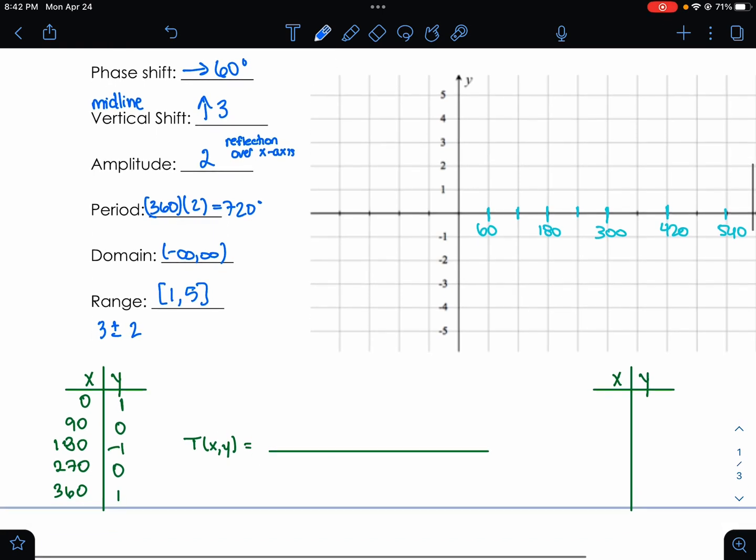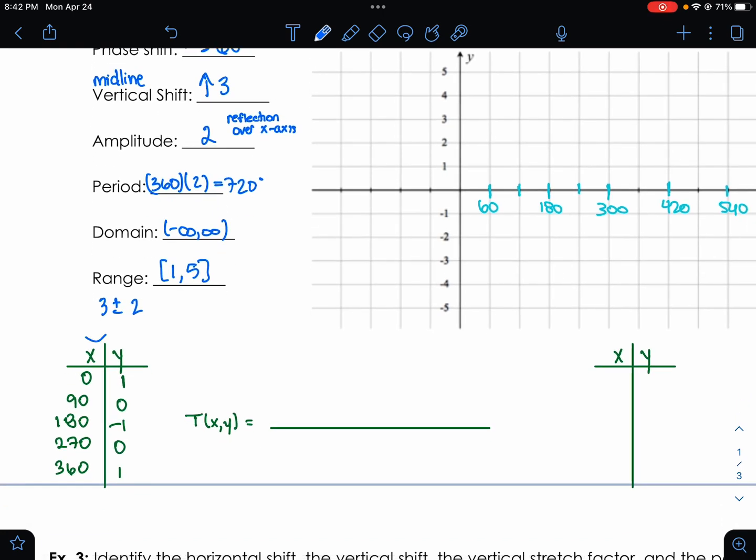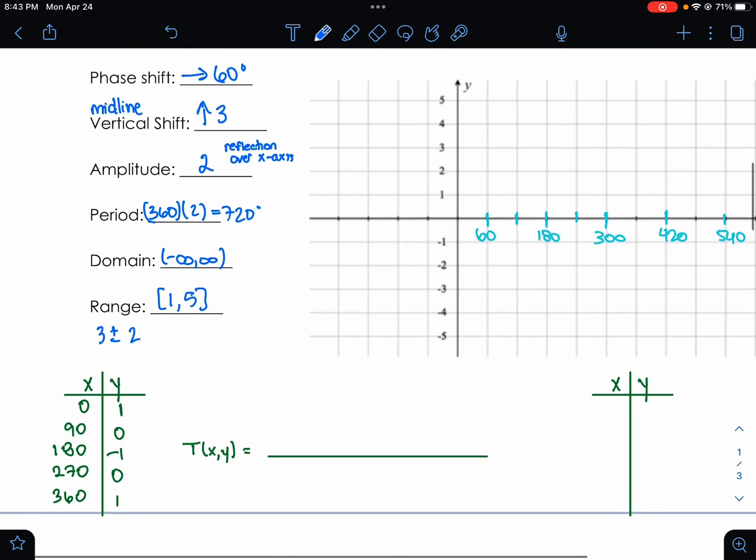So again, with cosine, you're going to take the 5 quadrantal angles, figure out what your mapping notation is, and plug those 5 quadrantal angles into your mapping notation. If we look at this, our x values are changing. We are multiplying them by 2, so we have 2x, and then we are moving them right 60 degrees. And then for our y values, we are reflecting over the x-axis, multiplying them by 2, and then adding 3 to them.